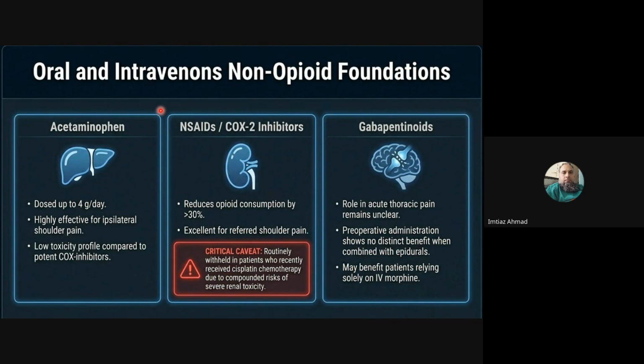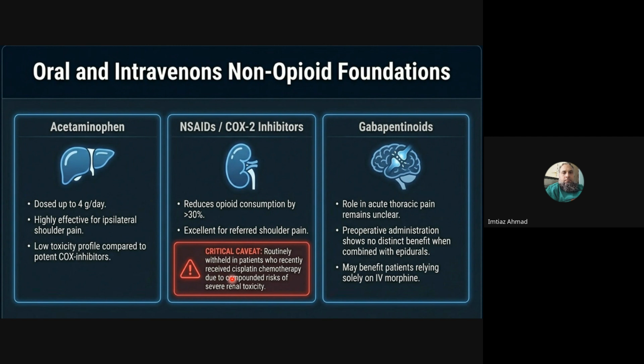Oral and intravenous non-opioid formulations include acetaminophen. It can be used up to 4 times per day. Highly effective for ipsilateral shoulder pain. Low toxicity profile compared to potent COX inhibitors. Now, NSAIDs and COX inhibitors reduce opioid consumption by more than 30%, excellent for ipsilateral shoulder pain.